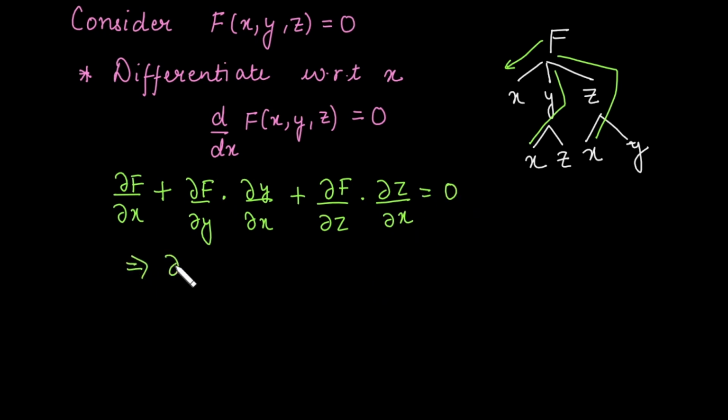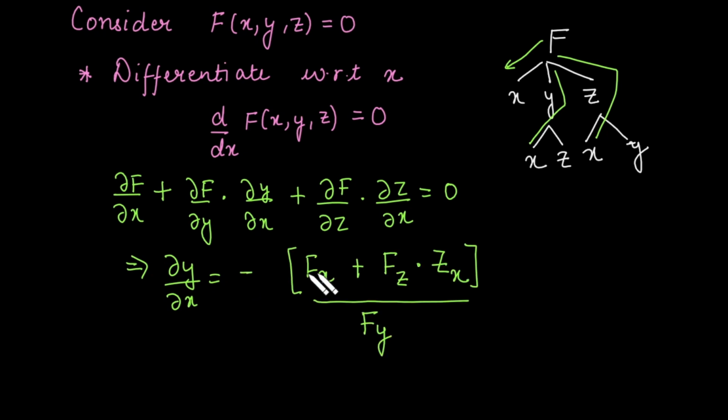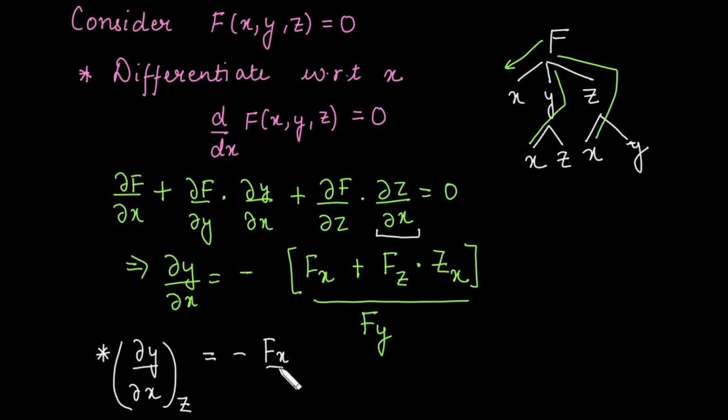From here we can find the value of the partial derivative of y with respect to x, that is equal to negative of the partial derivative with respect to x, divided by the partial derivative of the function with respect to y. Now suppose we need the partial derivative of y with respect to x, keeping z as a constant. In that case, z is a constant, and when you take its derivative with respect to x, this term is 0. If this term is 0, we have negative of the partial derivative with respect to x divided by the partial derivative with respect to y.